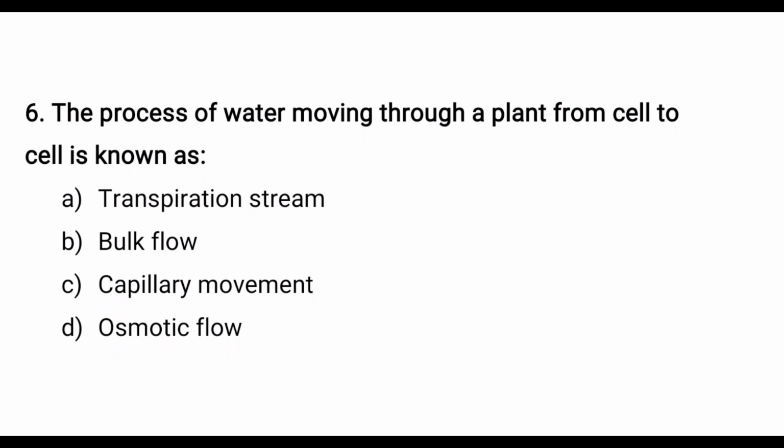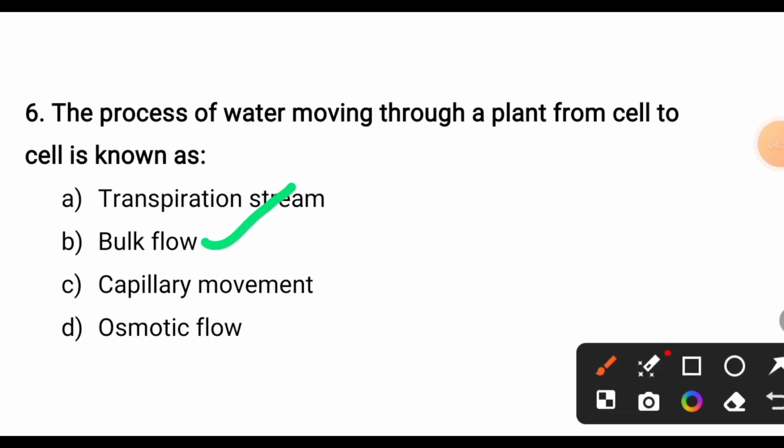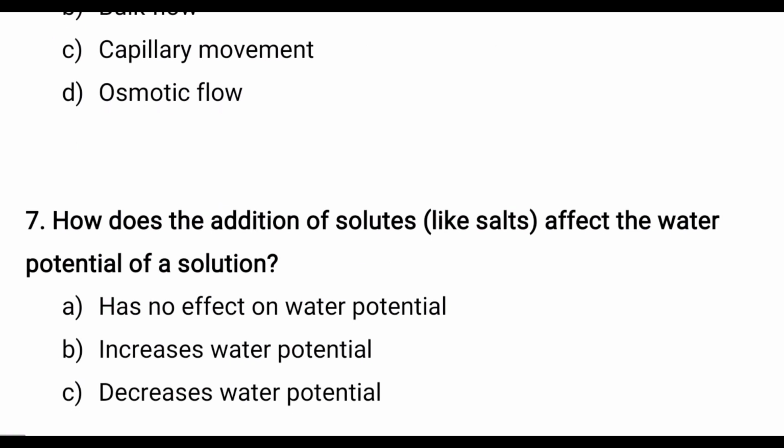The process of water moving through a plant from cell to cell is known as. Options are transpiration stream, bulk flow, capillary movement, osmotic flow. So the correct answer is bulk flow. Let's see the next question.